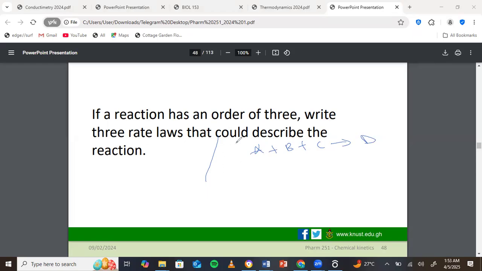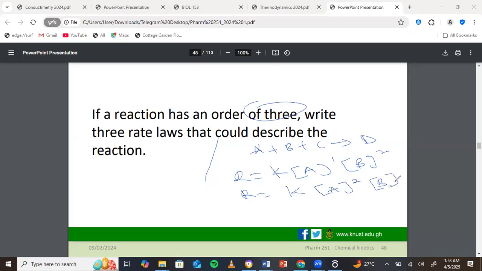Now, for the first overall reaction, that will give me an order of 3. I can say the rate is equal to concentration of A raised to the power 1, concentration of B raised to the power 2. This 1 plus 2 will give me 3, so the overall is 3 here. I can have the rate equal to concentration of A raised to the power 2, concentration of B raised to the power 1. Now, this is very different from the first one, and the overall, 2 plus 1 will give me 3.